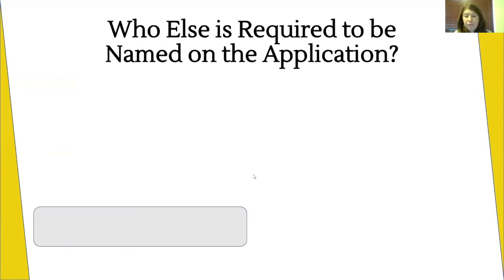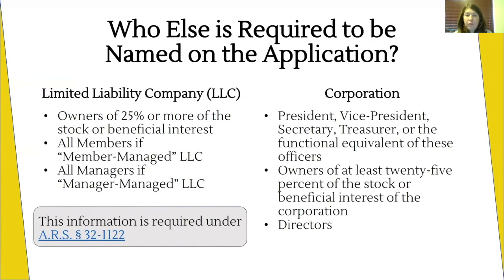Okay. So aside from the qualifying party, there are other people that are required to be named on the application. So if you are an LLC, if you're member managed, we need all members that are listed on the LLC to be named. And if you are manager managed, we need all managers of the LLC to be named on the application. If you're not sure what type of LLC you are, typically this paperwork is filed with the Arizona Corporation Commission, so I'd reach out to them to know.